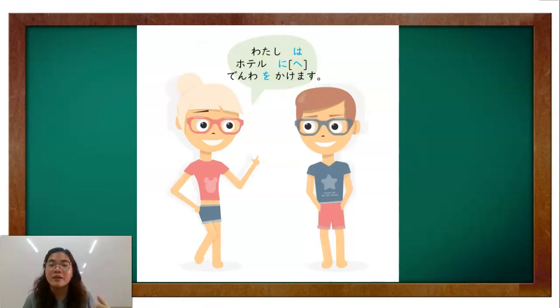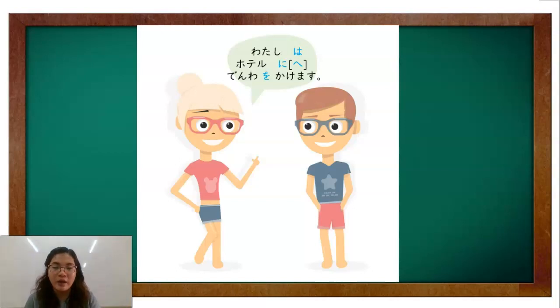Denwa o kakimasu, yun yung verb ng tumawag. So, watashi wa hoteru e denwa o kakimasu. Tumawag ka, so dun papunta yung action mo. So, the action is a movement. So, sa kanya napupunta yung action mo, kaya particle e.